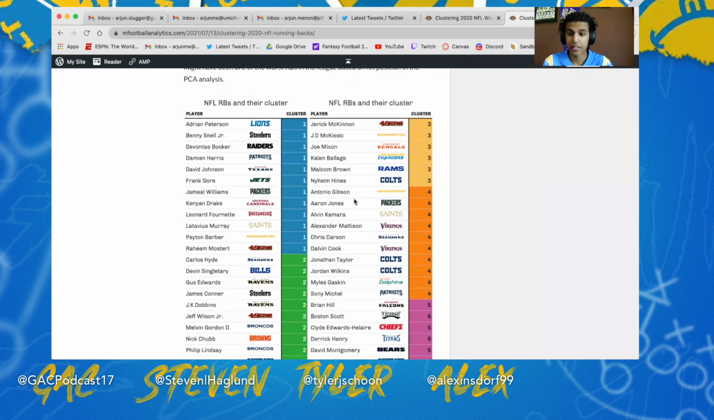So what do we make of this, right? It's very disappointing to see 3 Chargers running backs in a cluster where it doesn't seem like it contains a lot of good backs in the league, right?